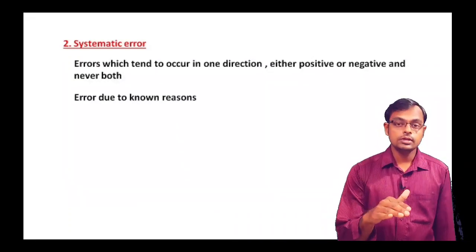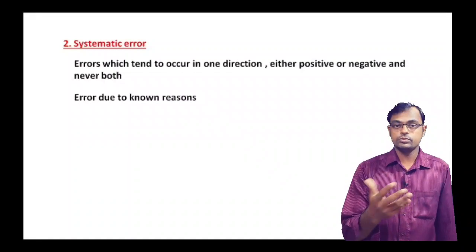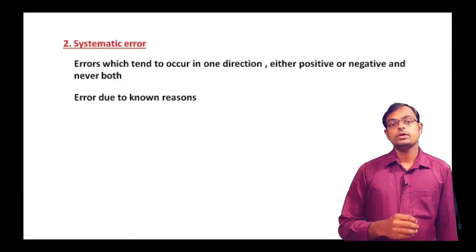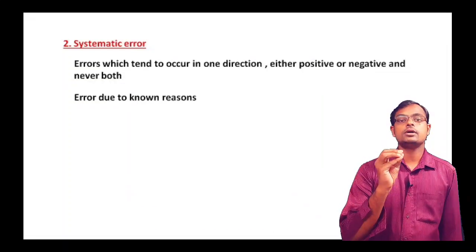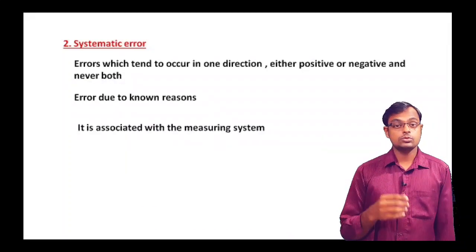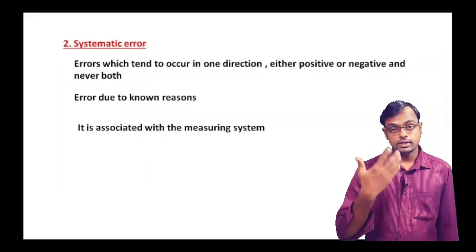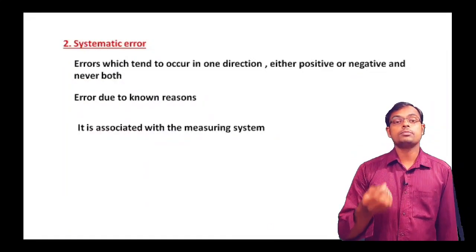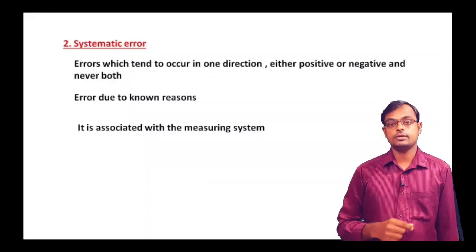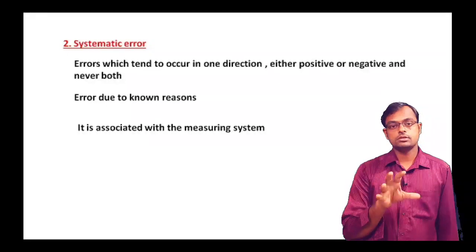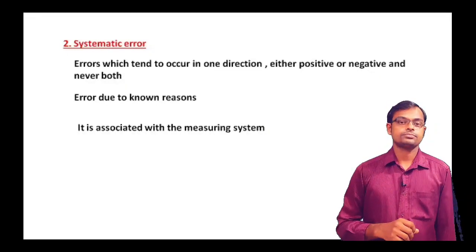That means we know the reason, we know the cause. So simply we can focus on that source of error, and it is associated with the measuring system. Measuring system means what? The instrument as well as the person who is measuring that quantity. So these are the systematic error concepts.